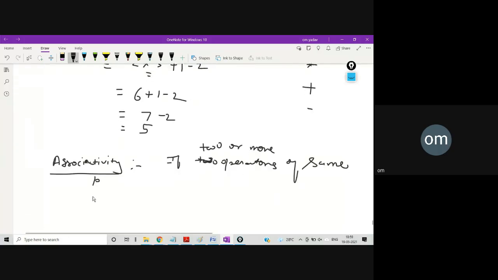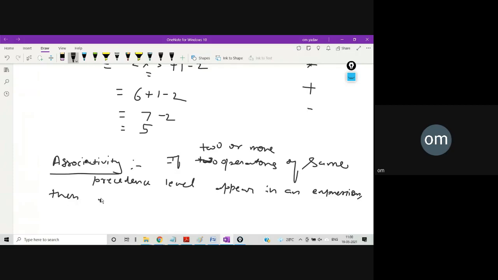So just write the definition of associativity. If two or more operators of the same precedence level appear in an expression, then it is evaluated based on the associativity of the operators.